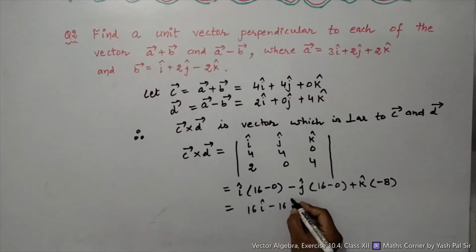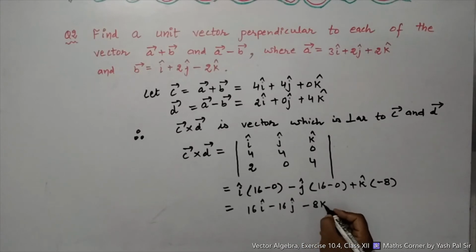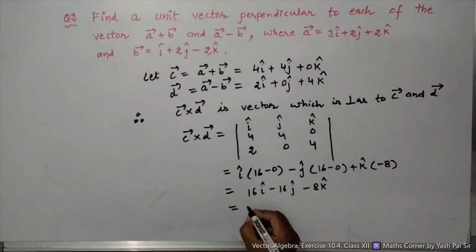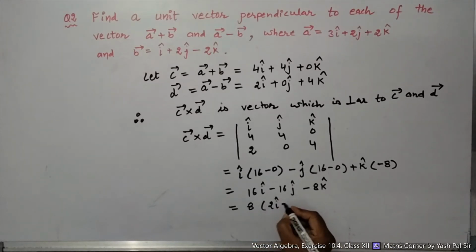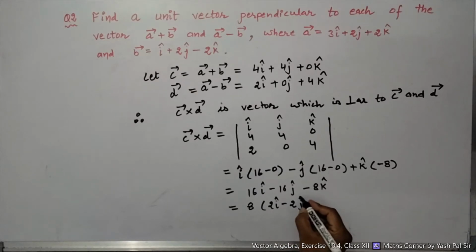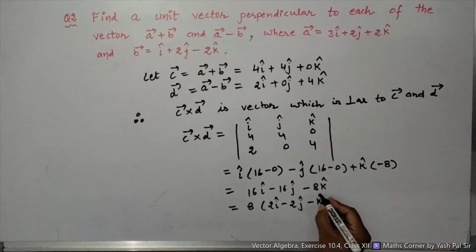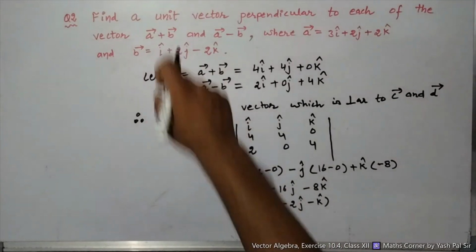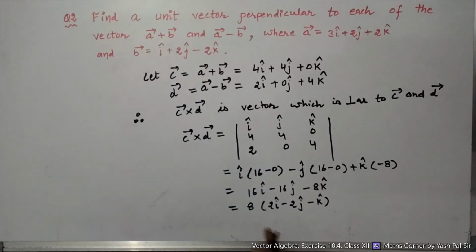16i minus 16j minus 8k. So we can also write this equal to, taking 8 common, 8(2i minus 2j minus k). But our question is to find the unit vector. So in order to find the unit vector, we have to find the magnitude of this vector.